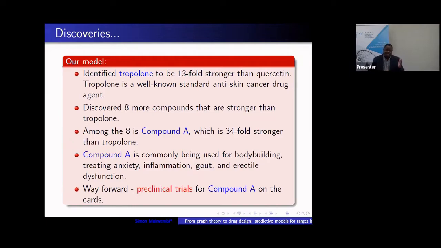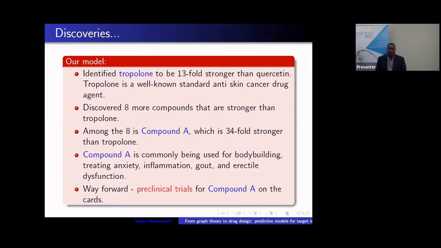Now, apart from that, our model discovered 8 more compounds that are stronger than troponin, which is a standard anti-skin cancer drug agent. And very interestingly, among the 8 compounds, there is compound A, which is actually 34-fold stronger than propolone. And also, more interestingly, compound A is commonly used for bodybuilding, treating anxiety, inflammation, gout, and ED.